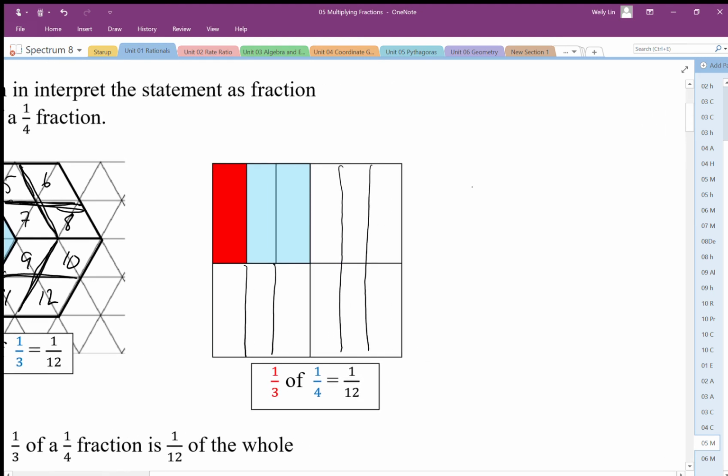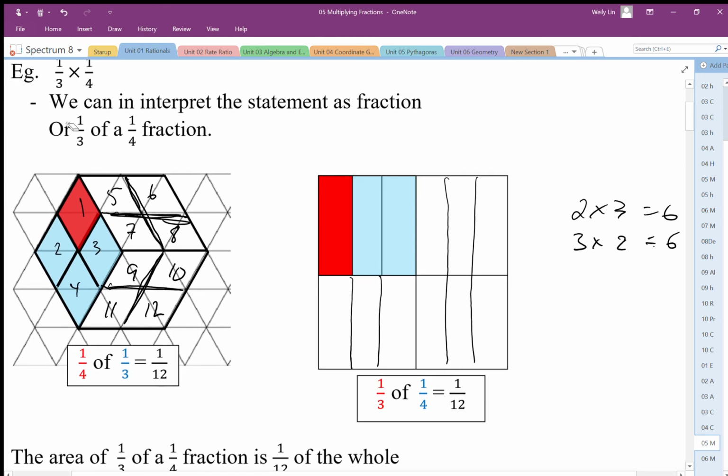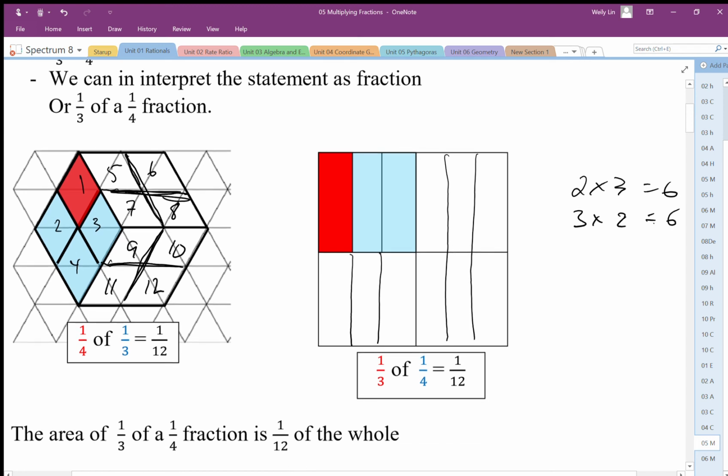If I had 2 times 3, that equals 6. Well, 3 times 2 should also equal 6. Or if I do 1/3 group of 1/4, I can also get the same result as 1/4 of a group of thirds. So fraction multiplication, just like regular multiplication, is reversible.